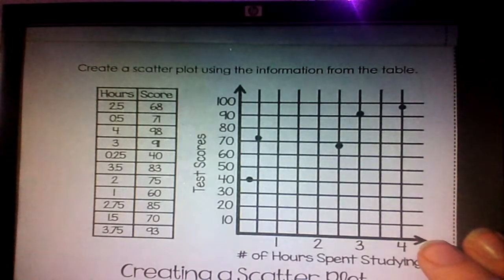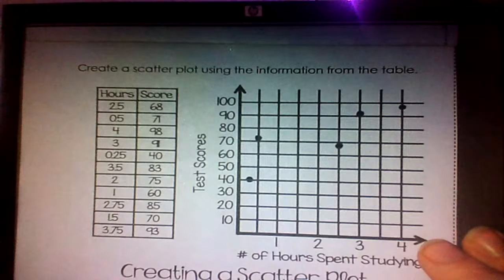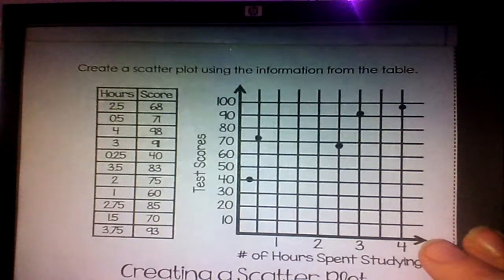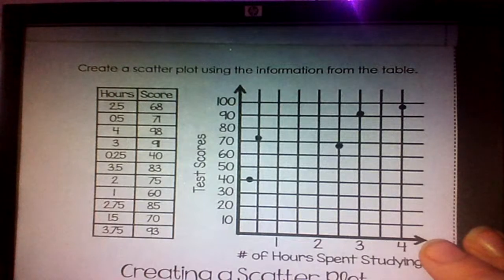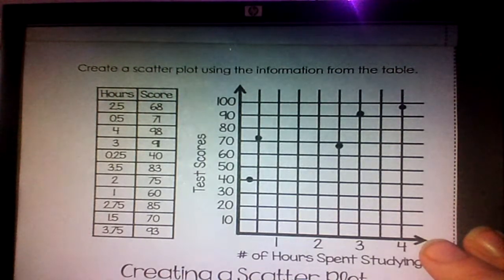If they give you a line and it's not a scatter plot, what do you do? You see how this is all over the place? When they just give you one graph, like 1, 2, 3, and then 98, 100, it's just a straight line.